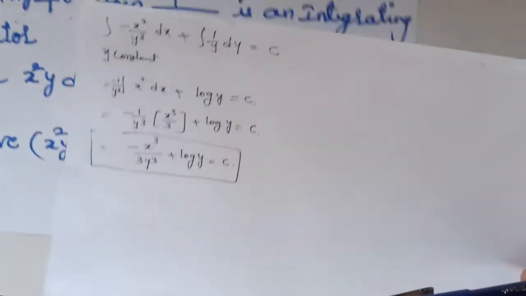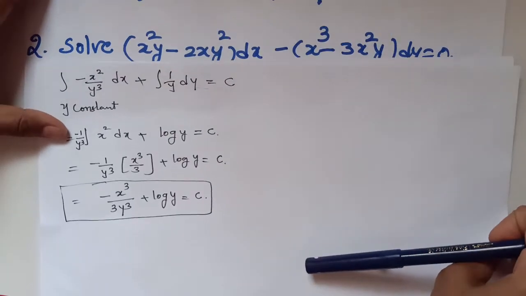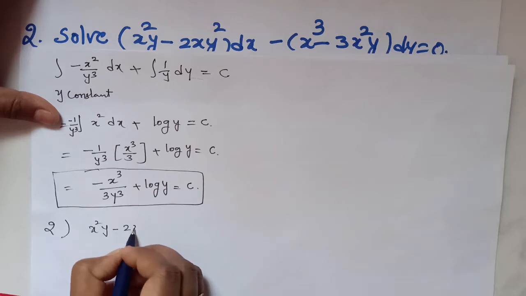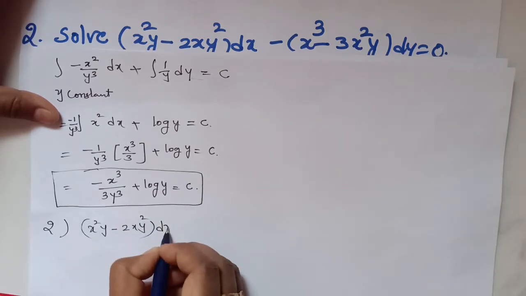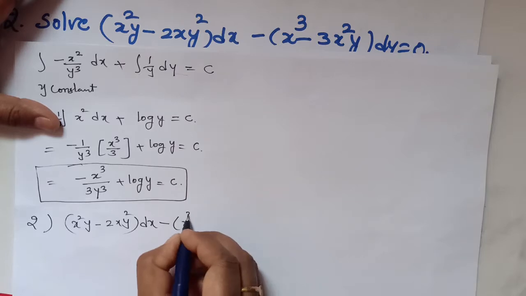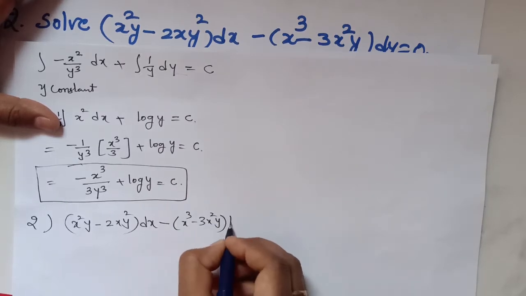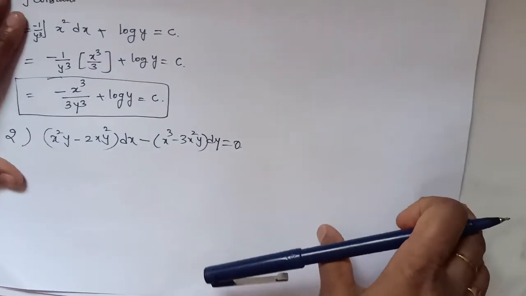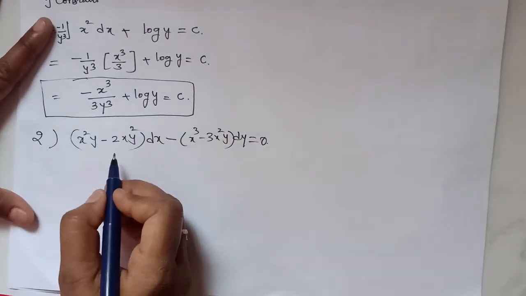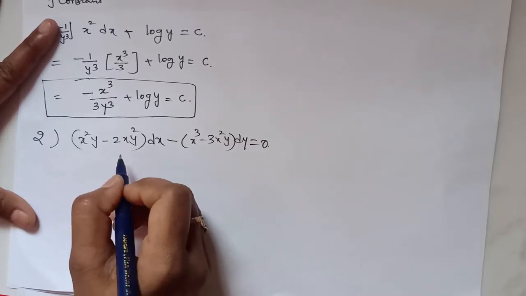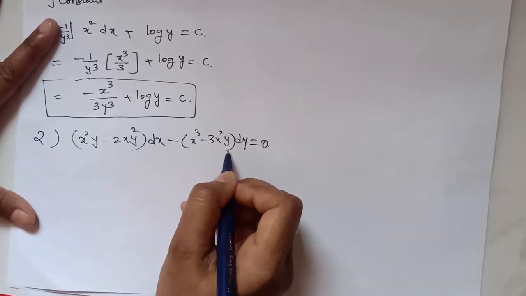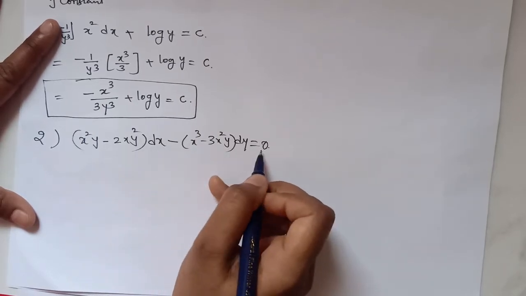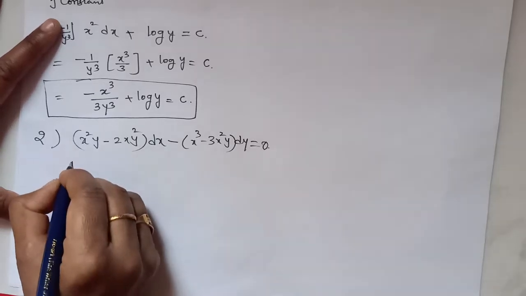So let us solve the second problem. Solve x square y minus 2xy square into dx minus of x cube minus 3x square y dy is equal to 0. Now whenever they ask you to solve a differential equation, you must check, is it in the form of m dx plus n dy is equal to 0? Yes, it is.